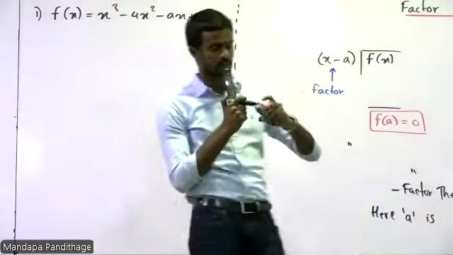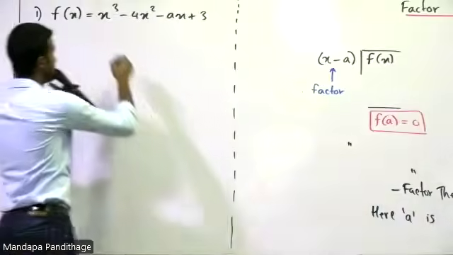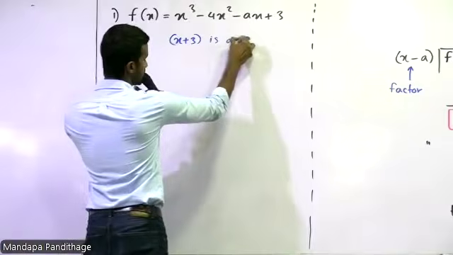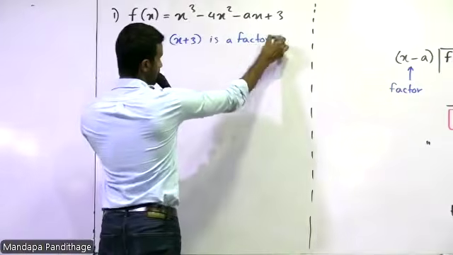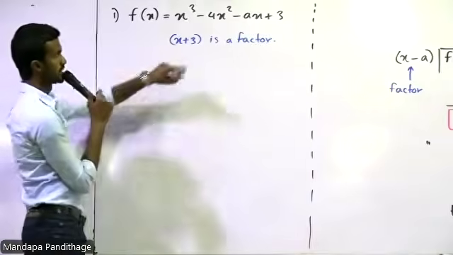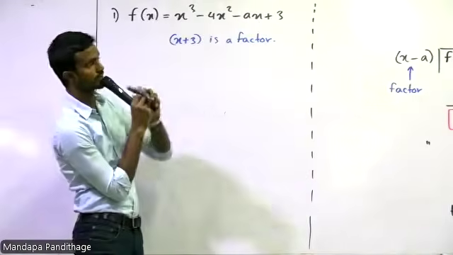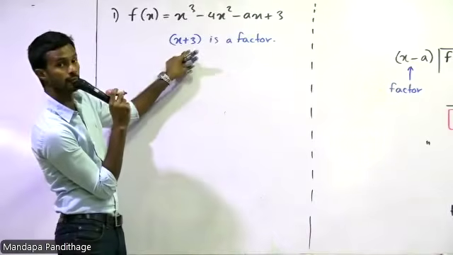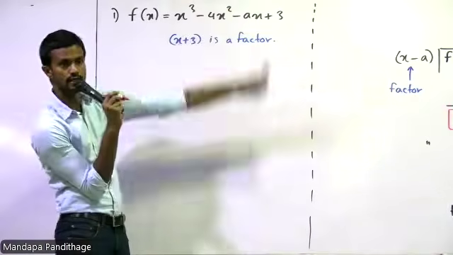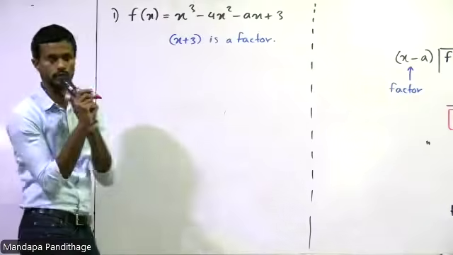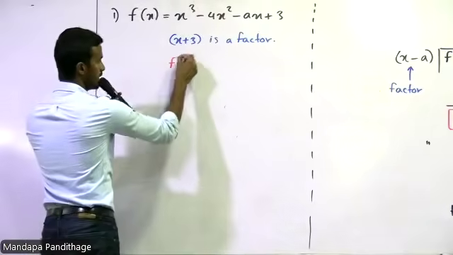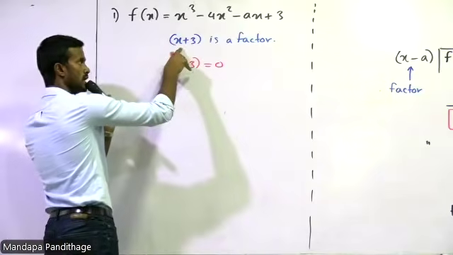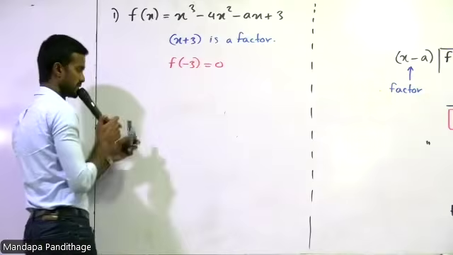Okay, what is the data? x plus 3 is a factor. Now tell me, if x plus 3 is a factor, what does the factor theorem say? What can we say from the factor theorem? f(minus 3) is equal to 0. Clear? From where did we get this minus 3? x plus 3 becomes 0 when x equals minus 3.